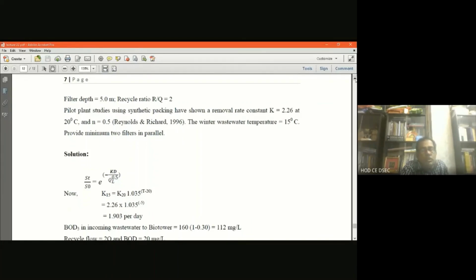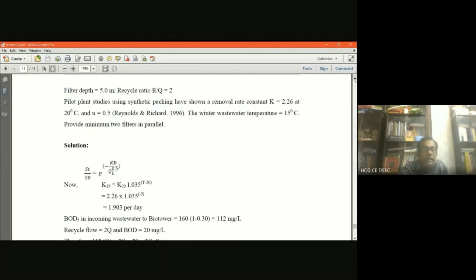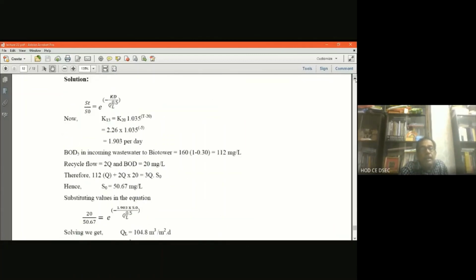We have also shown you how to convert the constant K value with change of temperature, and with that expression we have found out the KL. Take care in the calculation of ST and S0, because the inflow BOD and the effluent BOD are given. That calculation has to be done carefully.